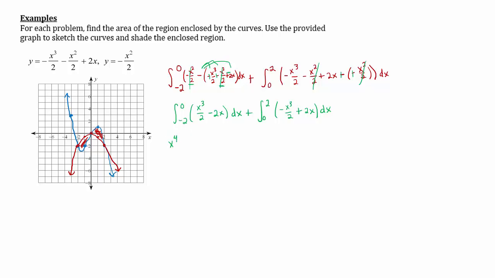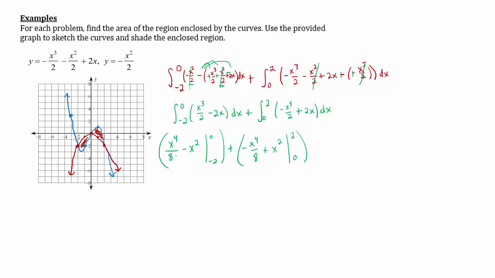So this is x to the 4th. When we divide by 4, since there's a 2 on the bottom, that's going to make 8. And then the integral of minus 2x, you add a power and get x squared, then you divide by 2 so that that 2 will go away. We want to do 0 and negative 2 for that part. And then we want to do the same thing, and it's going to look really similar. It'll just be negative x to the 4th over 8 and positive x squared. And we want to put in 2 and 0.